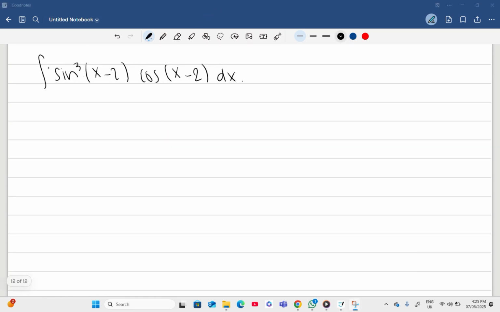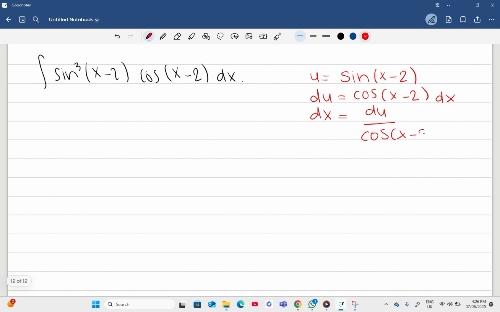Okay, so my new integration is sine cubed x minus 2 cosine x minus 2. Now I need to find my u. My u here, what is the original, let's say the original function. So here I have the derivative of sine is cosine, right? So I can cancel cosine. So I'm going to take sine as my u, so sine x minus 2, but without the cubed. Then I'm going to find the derivative of sine, which is cosine x minus 2 dx, and then I'm going to find my dx by just doing du over whatever's next to the dx, which is cosine x minus 2.